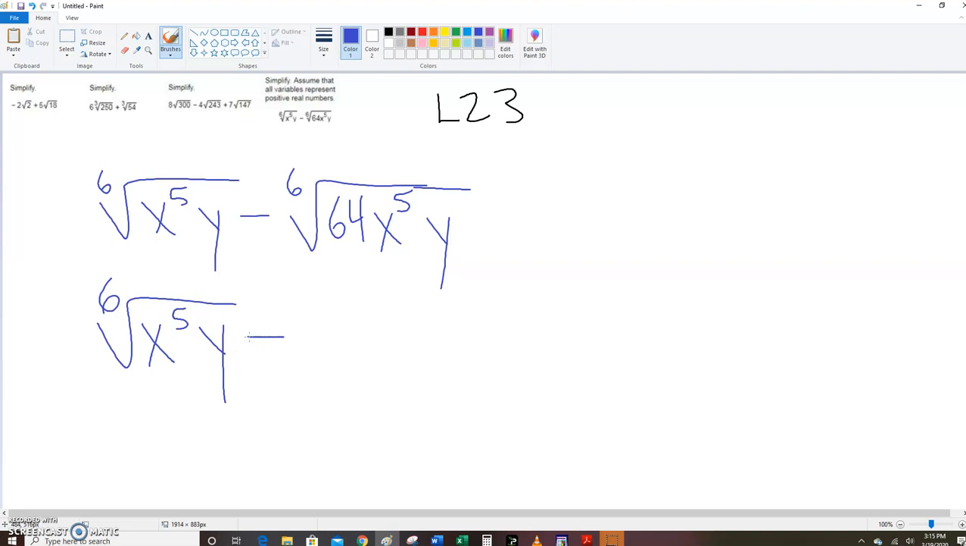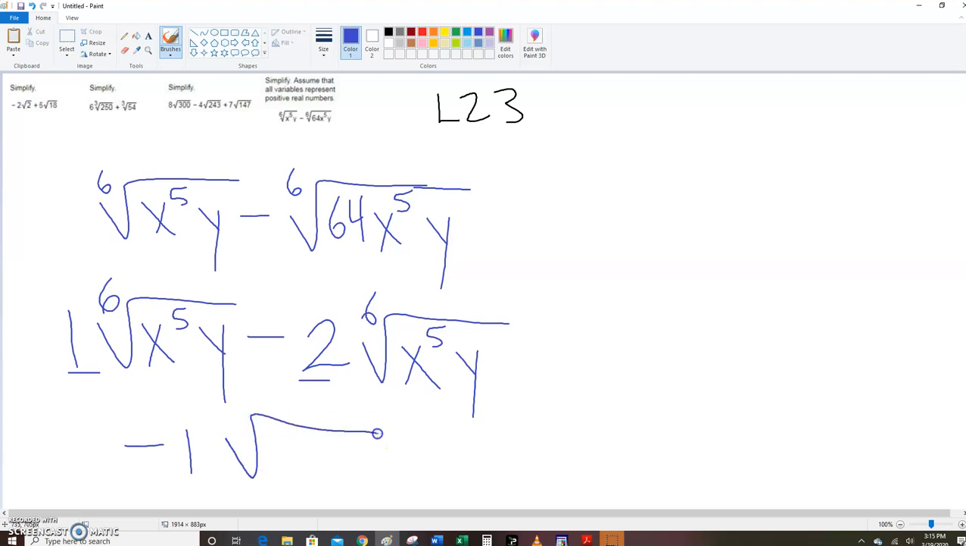The sixth root of 64, if you put that in your calculator or figure it out by hand, that gives you 2. And the x and y remain inside the radical. Again, we have like terms, so we can combine them together. 1 minus 2 gives us a negative 1, 6th root of x to the fifth power times y. And that's our final answer.